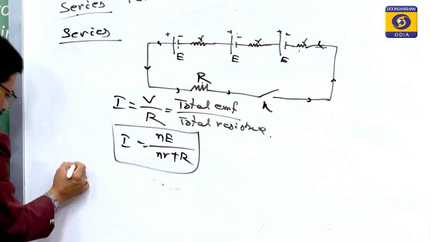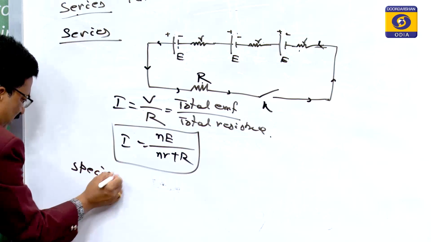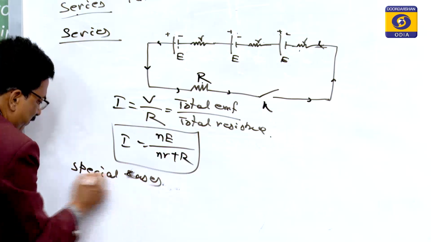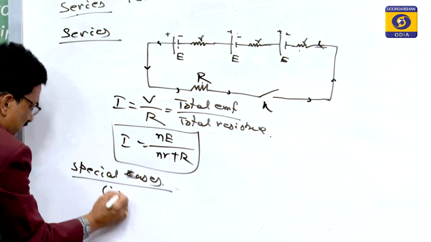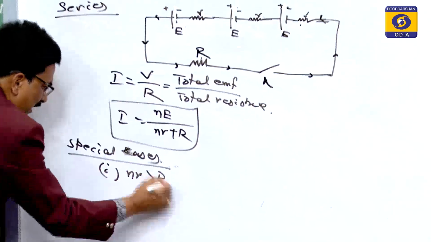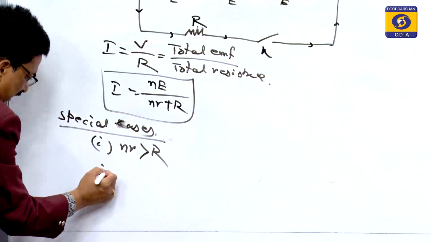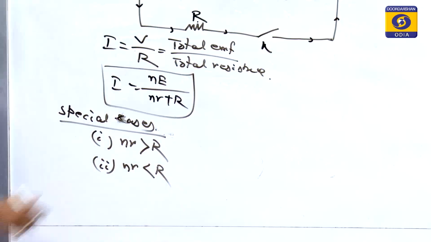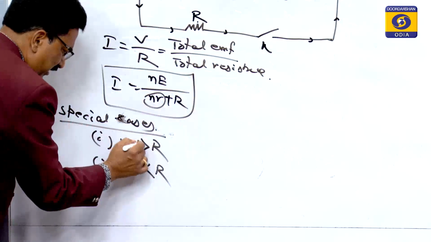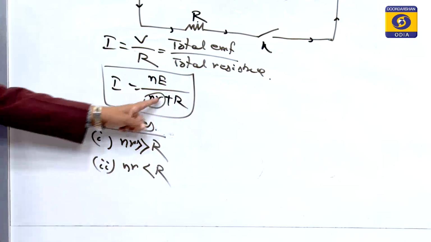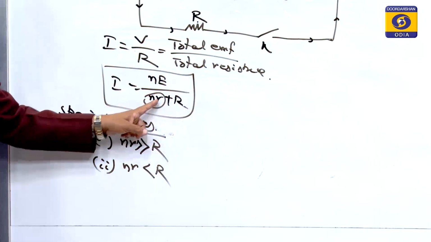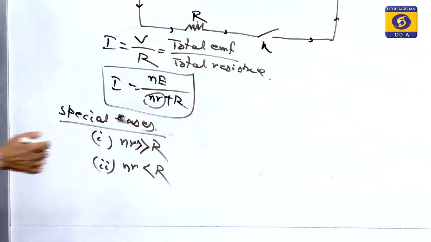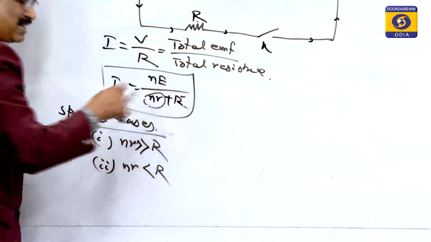Now we have to consider the special cases, and how they give various results. Suppose we go for the first case, nr is greater than R, and the second case, nr is less than R. Suppose nr is much greater than R, meaning the sum of the internal resistances is much more than the external resistance, then this external resistance is neglected.